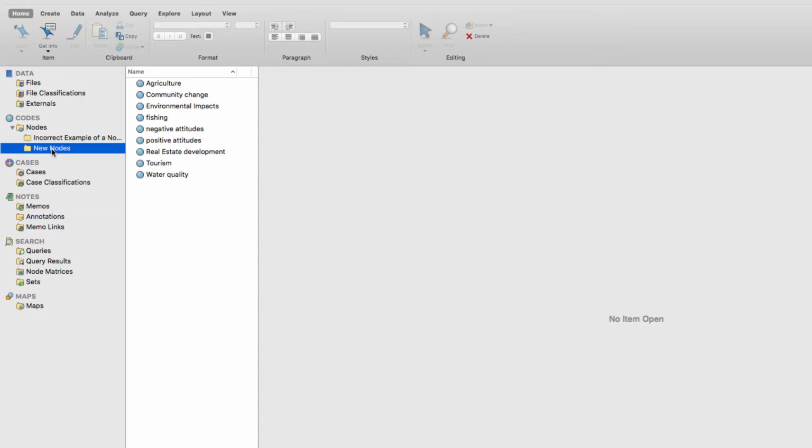When you start coding, you may not know much about what your catalogue system will look like. Just put the nodes you create in the new nodes folder and let your catalogue system evolve during the course of your analysis. You may find that you want to change the structure of your catalogue as you do more coding and create new nodes.